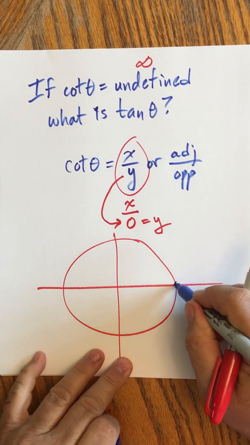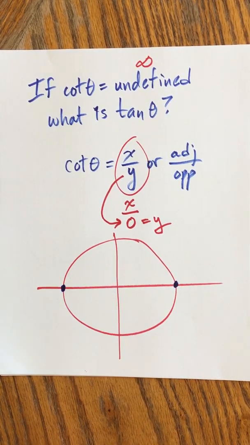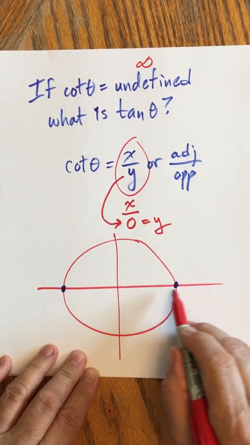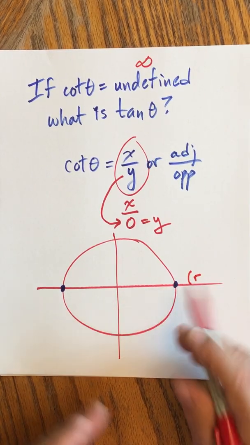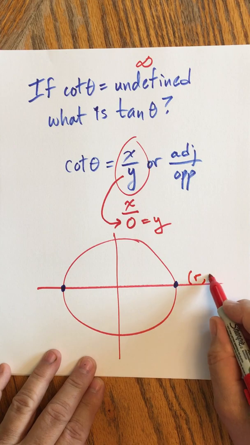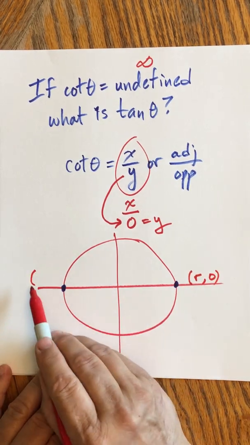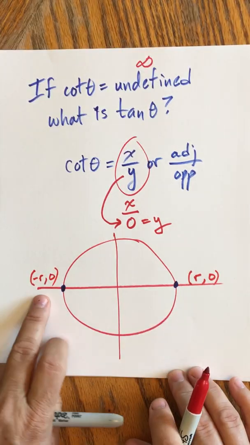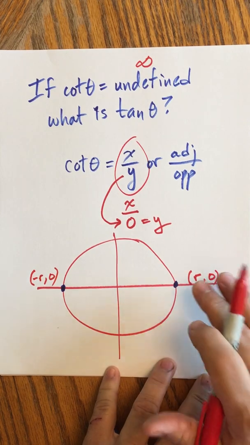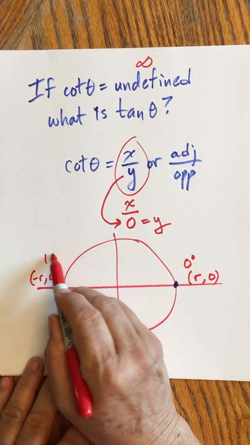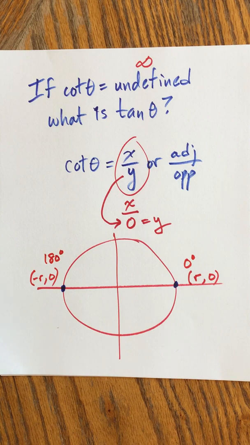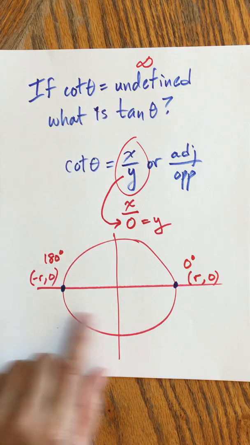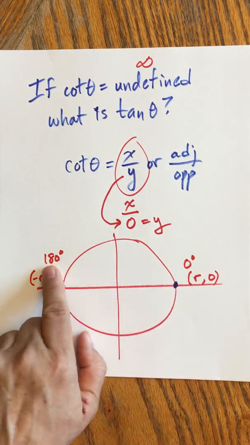Well, that would be here and here, right? So whatever the radius of your circle is, the coordinates of this point would be that radius. So for example, if the radius was 5, you'd write 5, comma, 0. And then here you'd write negative 5, comma, 0, or in our case, negative r, comma, 0, whatever the radius is. So there are the points, and so it must be at 0 degrees or 180 degrees. Now that we know what angle cotangent is undefined, it's here on the x-axis at 0 degrees or 180 degrees.